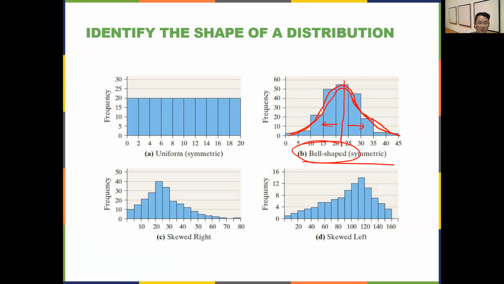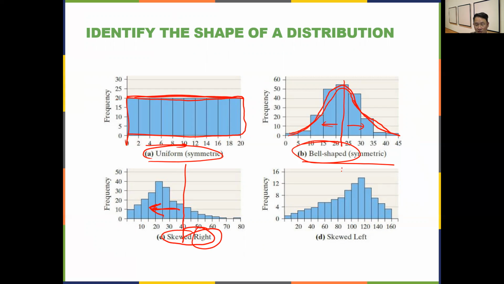What about this one? Just like the rectangle, the box shape, right? As x changes, the frequency is fixed at 20 in this case. It's a uniform distribution if it's a rectangle shape like this. Now, from the middle, more data points are on the left side. It's kind of counterintuitive. If there are more data points on the left side, we call that skewed right.